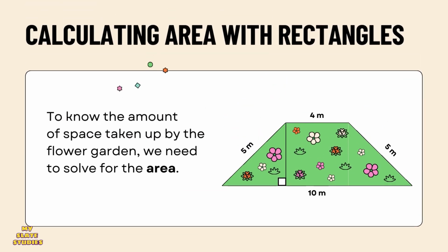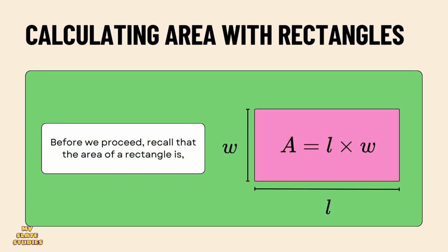width. For a parallelogram, the area is calculated by multiplying the base, one side, by the height, the perpendicular distance between the base and the opposite side. Area equals base into height.